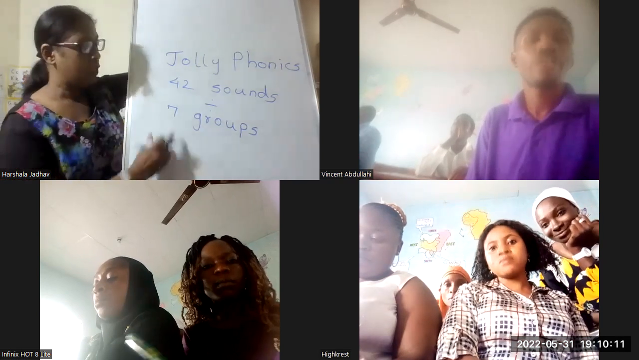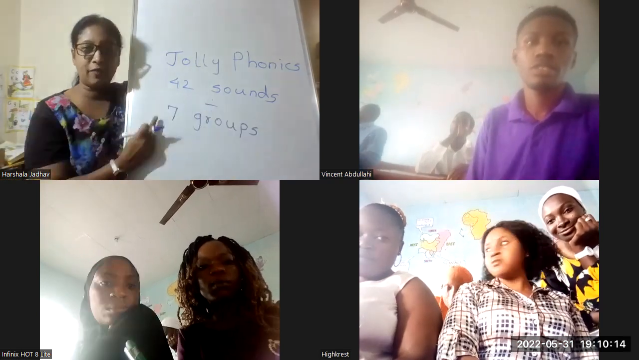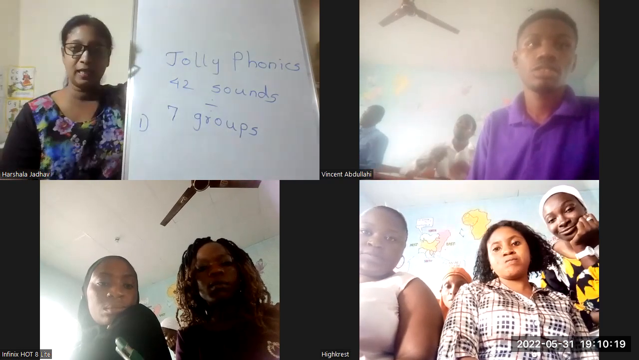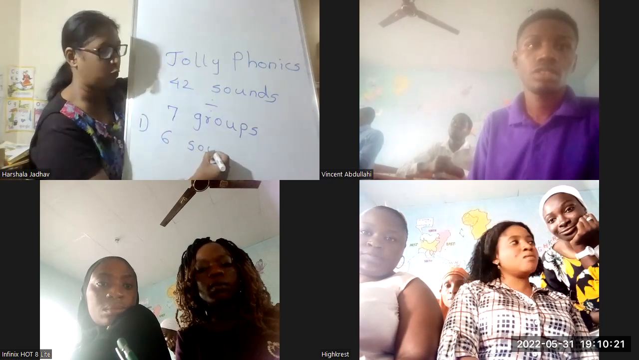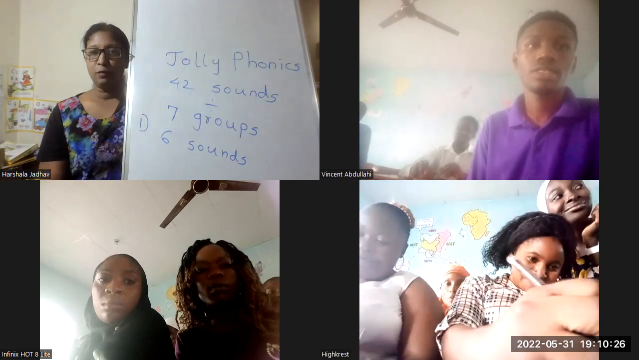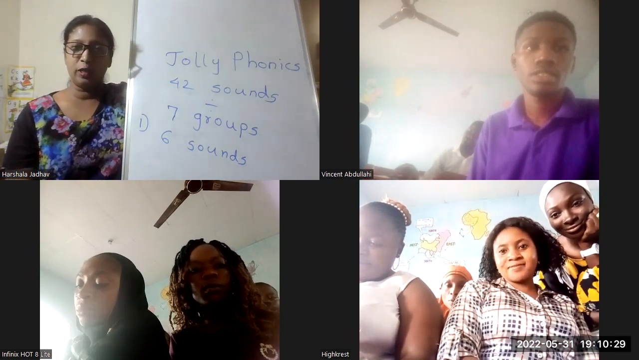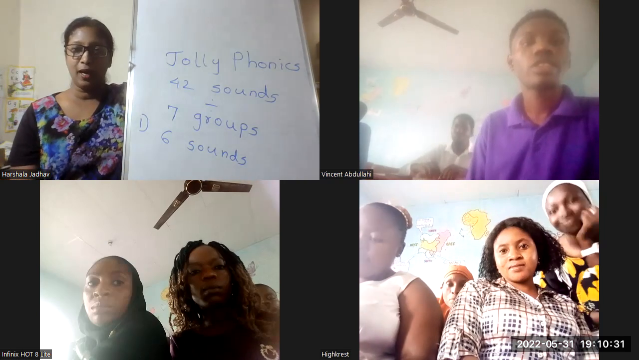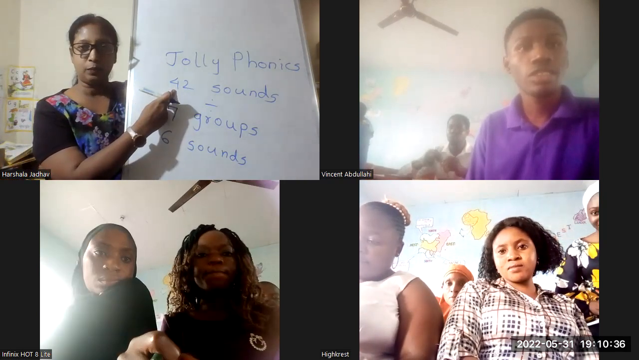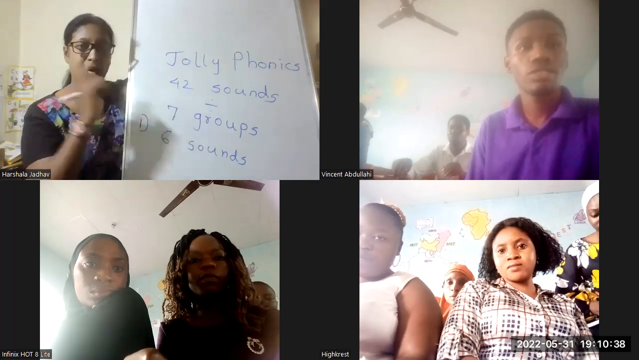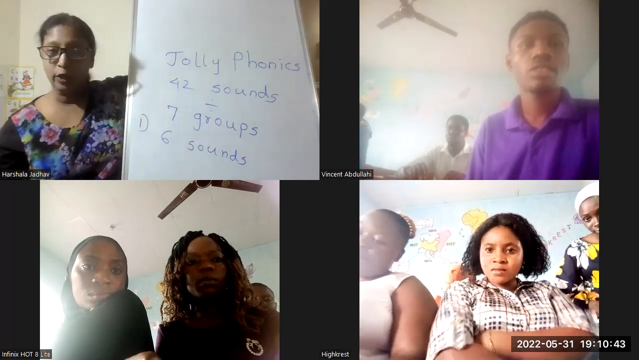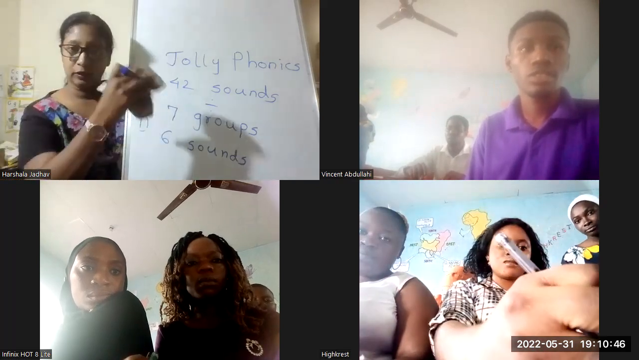All right, wonderful. So these 42 sounds are divided into 7 groups. Each group has 6 sounds. How many sounds does each group have? How many of you are very good in mathematics? Can you multiply? It's 6 into 7. How many? 42. So there are 7 groups, each group has 6 sounds, and we are going to see those sounds step by step.